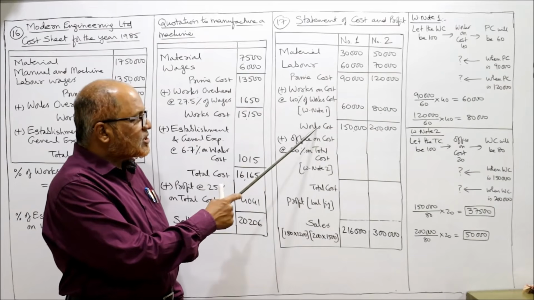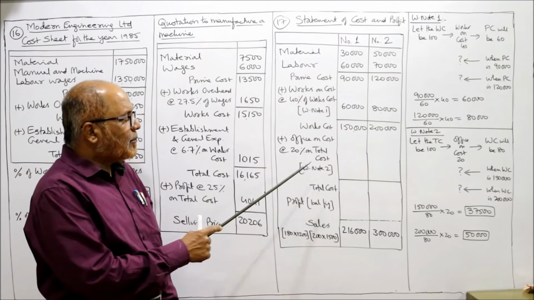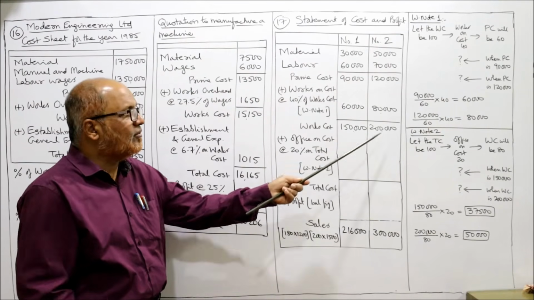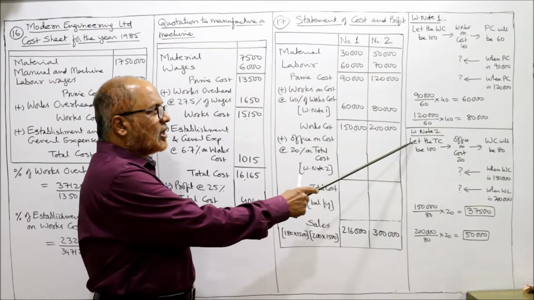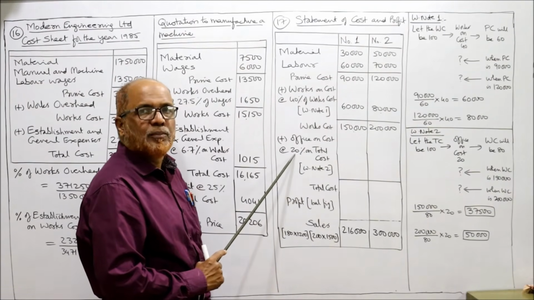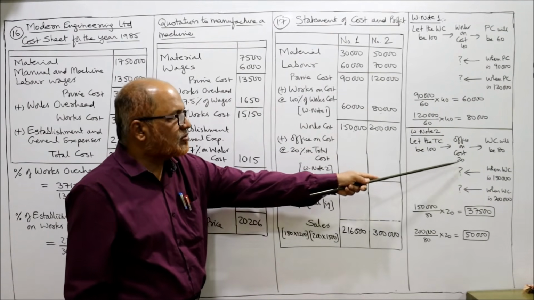Total cost का मतलब works cost plus office on cost is equal to total cost. अब यहाँ पर दिया है 20% on total cost. We don't have total cost. Again, we'll suppose. Let the total cost be 100. So office on cost is how much percentage? 20%. So 100 into 20%, 20 rupees. So office on cost will be 20.